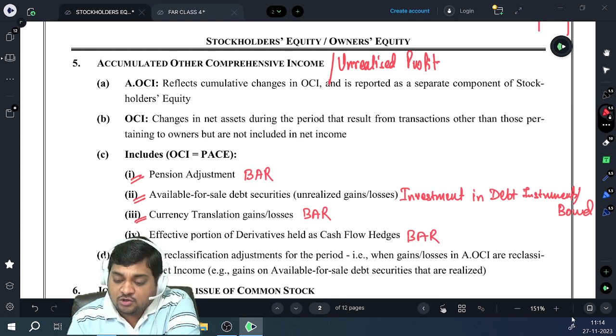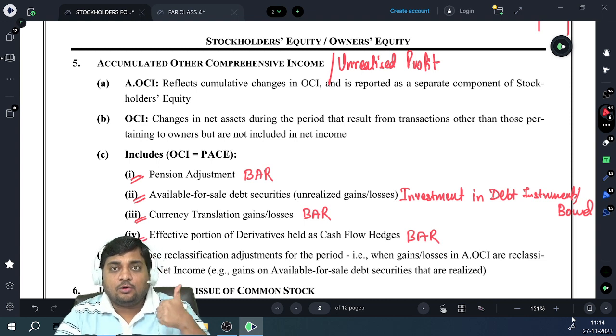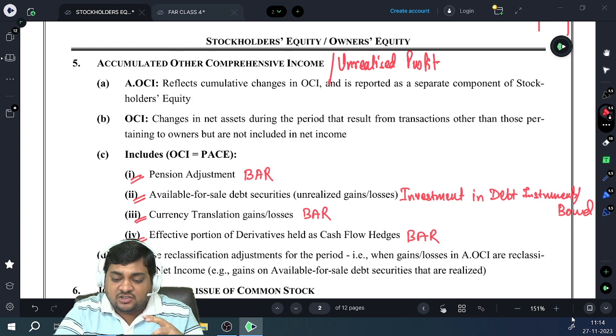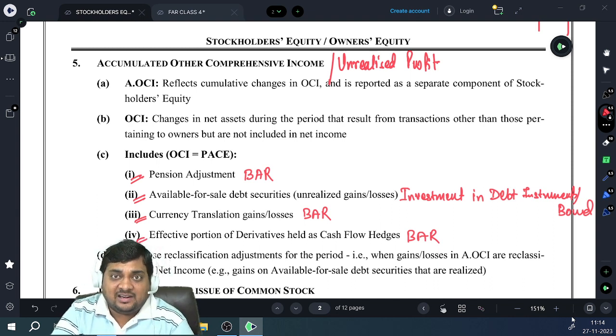So it reflects cumulative. Yes, the pension adjustment, how it is unrealized profit, it is an expense now. Pension is basically a type of provision we are creating. We will be paying it not now, right? It is not an actual expense. We will pay it when the employee retires. So these types of adjustments need to be considered as other comprehensive income. You cannot treat it as your regular trading activity, right?